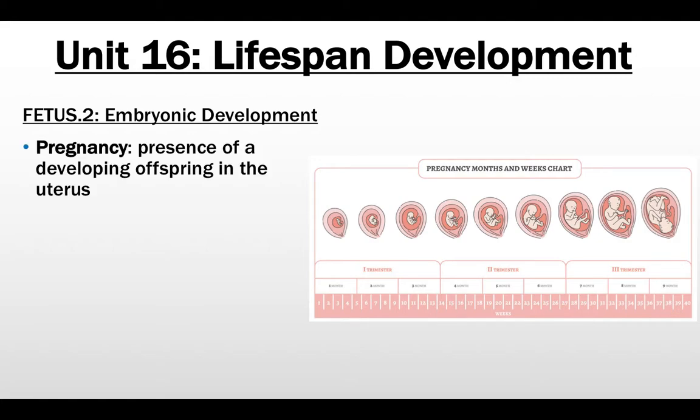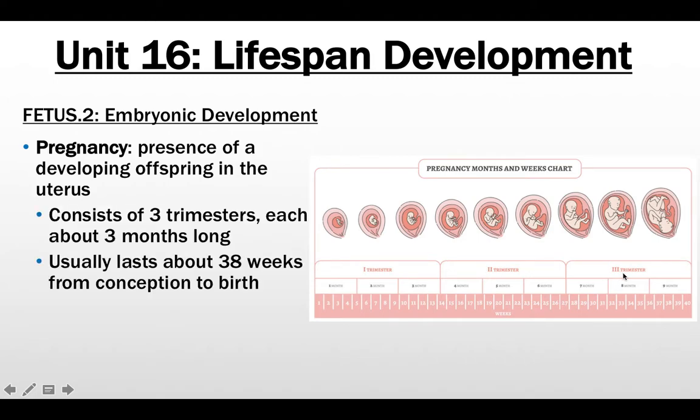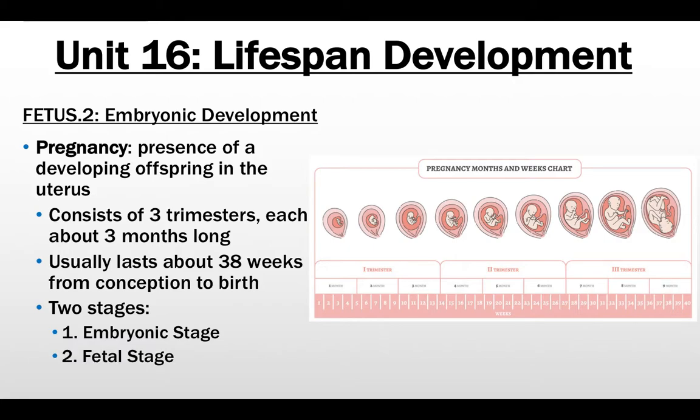So what's happening in embryonic development? Well, when we say pregnancy, we're talking about there being a presence of developing offspring in the uterus. We divide a pregnancy up into 3 trimesters, each of which is about 3 months long. So first trimester, second trimester, third trimester. Most of the time, the average human pregnancy will last about 38 weeks from that initial moment of conception all the way through birth, though it's not uncommon to go early or to go into labor later. We divide this pregnancy up into 2 major stages, the embryonic stage, which is the first 8 weeks, and the fetal stage. Today, I'm highlighting the embryonic stage.